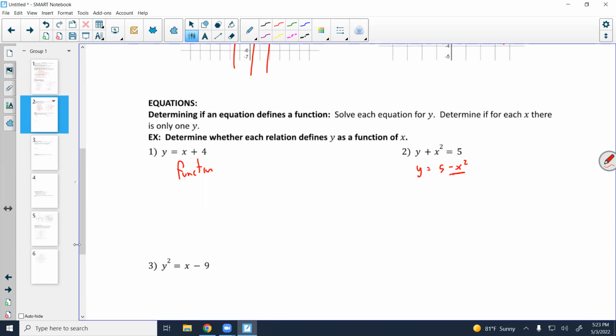I'd say let's look at this here. Think about x equals, let's just use -2. X equals -2, we have 5 minus -2 squared, which is 1. What about x equals 2? We would have y equals 5 minus 2 squared, which is 1. So what is that telling us? That's telling us that I have 1 y for 2 x's, but that's okay. So we're looking at a function here.